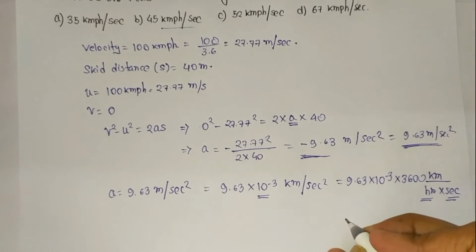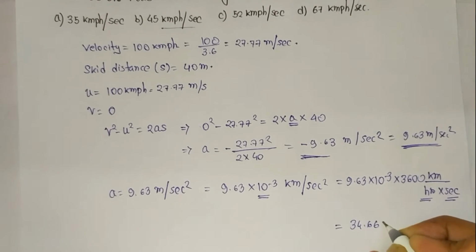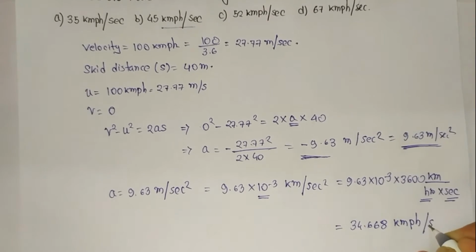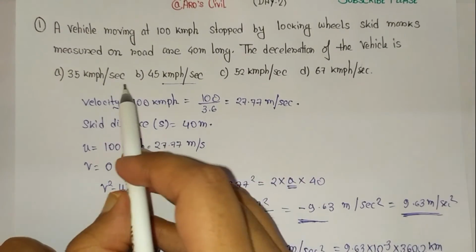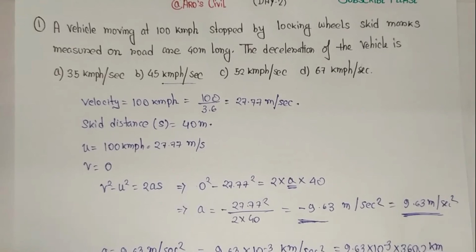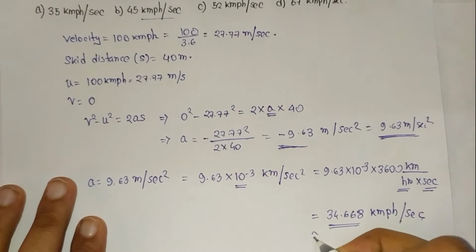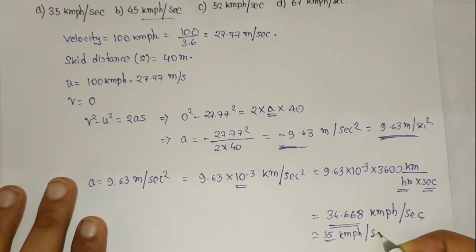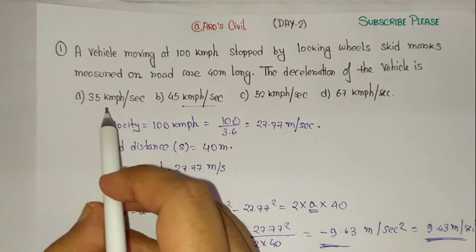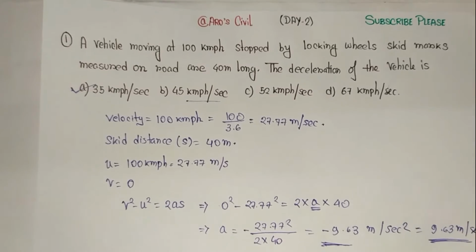So it is coming as 34.668 kilometer per hour per second. In our question it is asked in this way, kilometer per hour per second. So we are getting the result 34.668, that is approximately equal to 35 kmph per second. Let us see which option is correct. Option A is correct. Is that clear? Now move on to the next question.